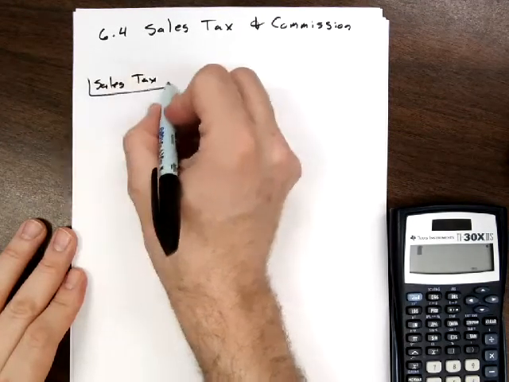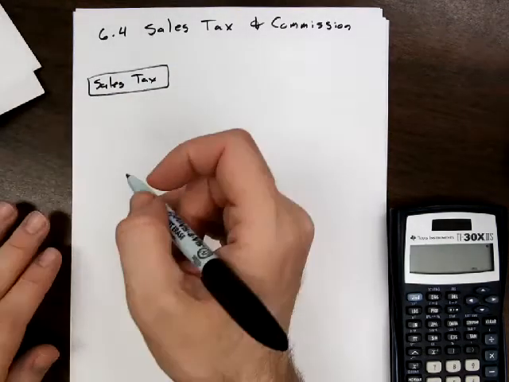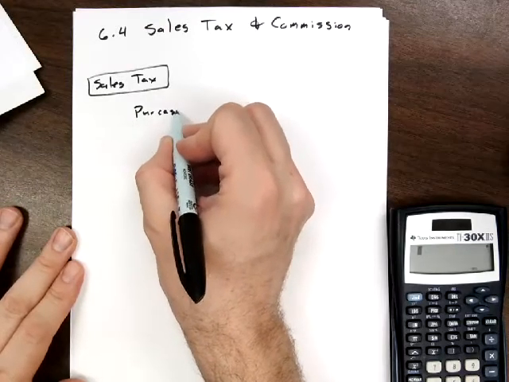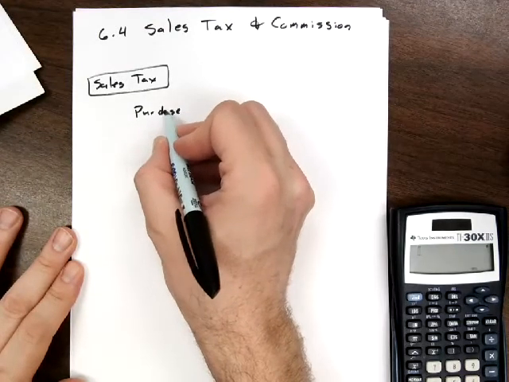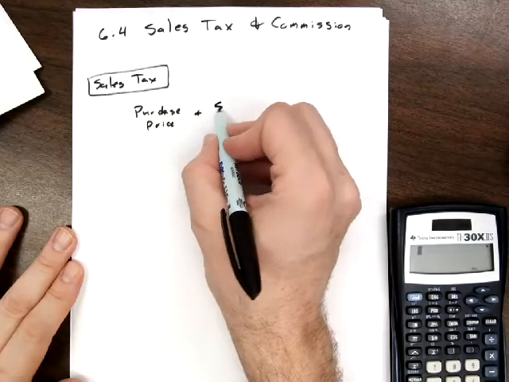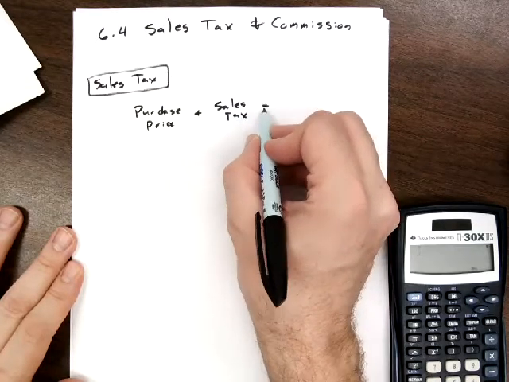And that is that our original purchase price, I suppose there's an H in there, plus our sales tax is going to be equal to our total price.